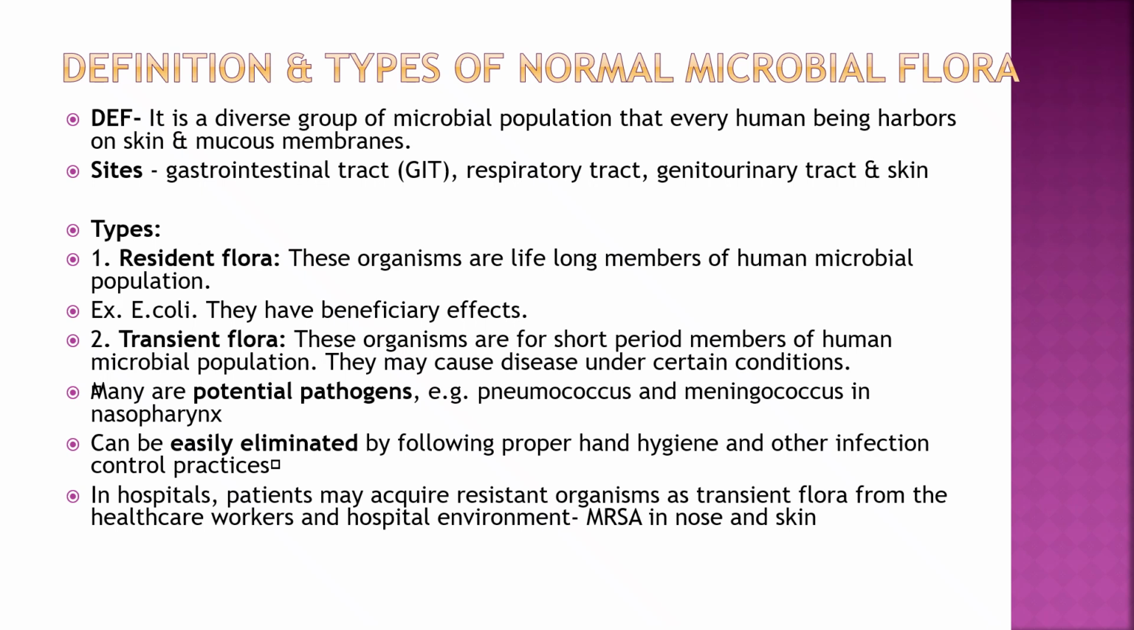There are basically two types, resident and transient flora. Resident flora are organisms that are lifelong members of the human microbial population. An example is E. coli, which has beneficial effects in the large intestine. Transient flora are organisms that are members of the human microbial population for a short period, and they may cause disease under certain conditions.